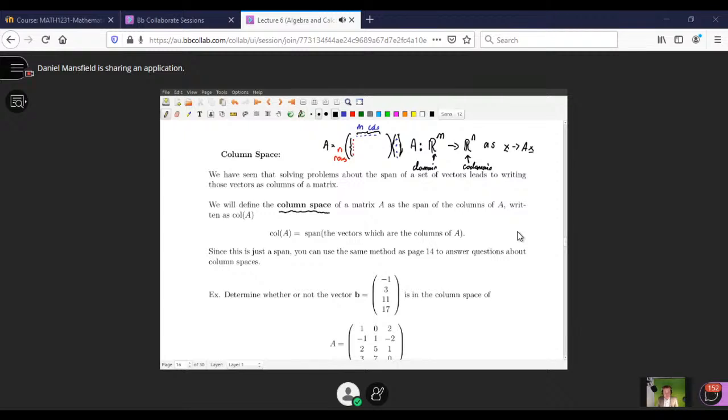Now, unlike calculus, the column space or range of a matrix is dead set easy to find. It's literally the span of the columns, the span of the vectors whose columns are A. You just take your matrix and you take its columns as a span.